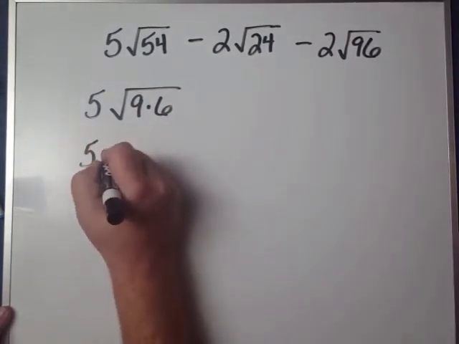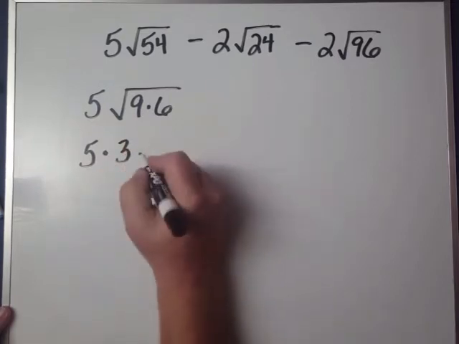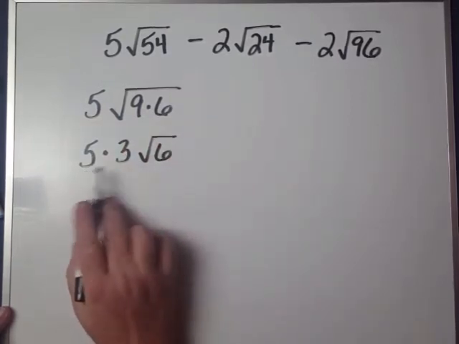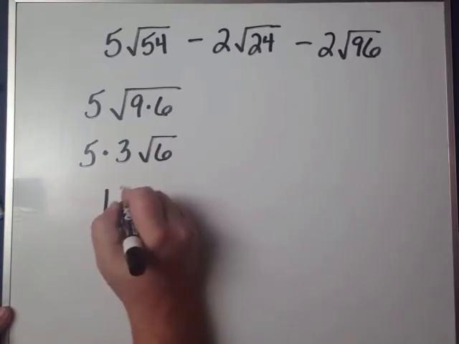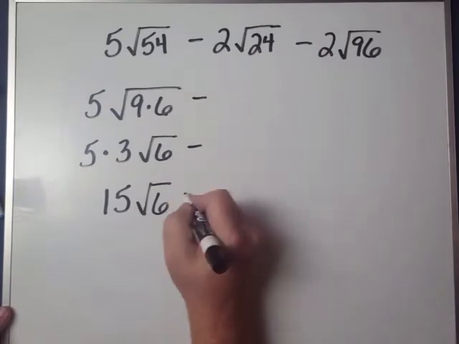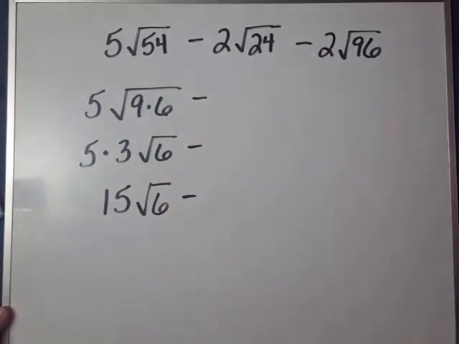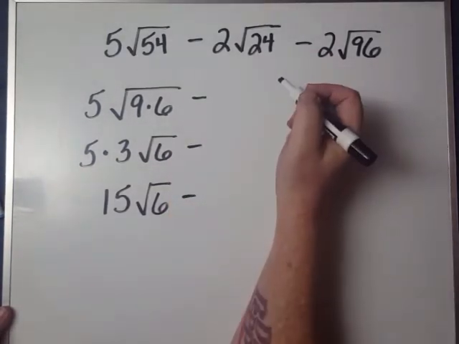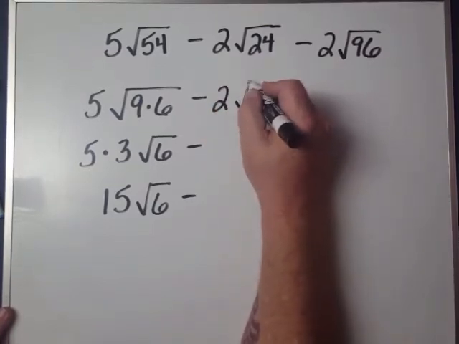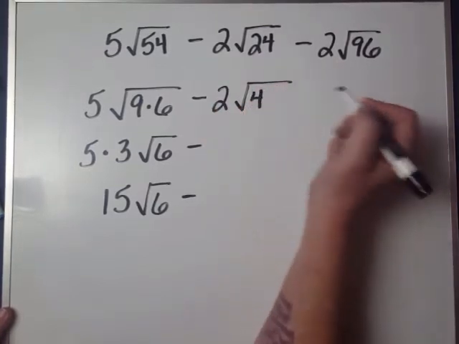Square root of 9 is 3. The 6 is stuck inside. And then my floating 5 times that 3 is 15. 15 square roots of 6. My first term simplifies down to that. My second term now, minus 2 times the square root of 24 contains a factor of 4.